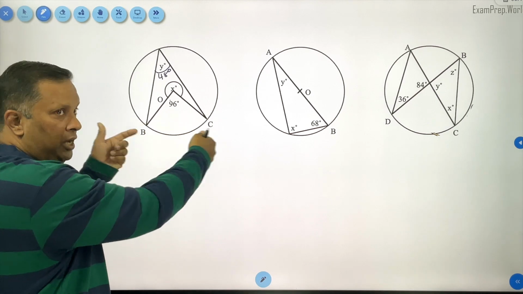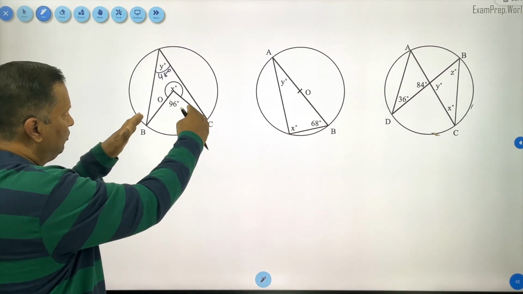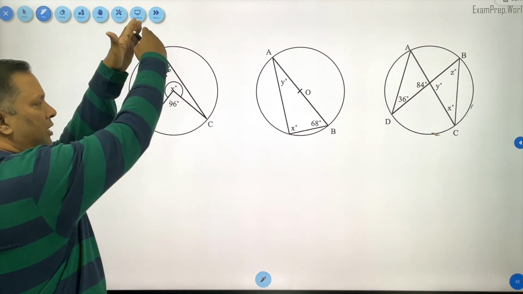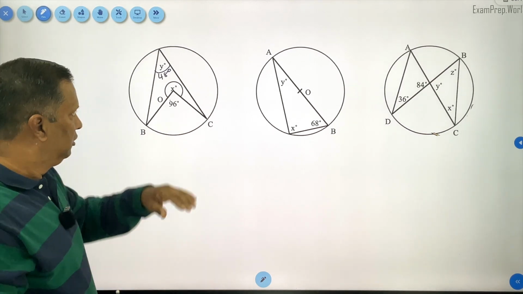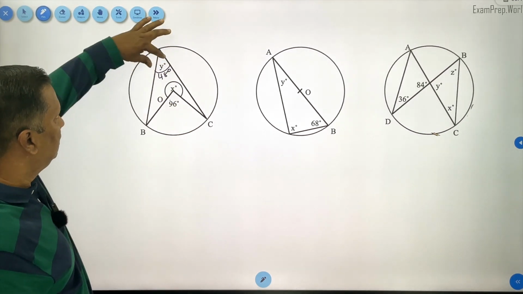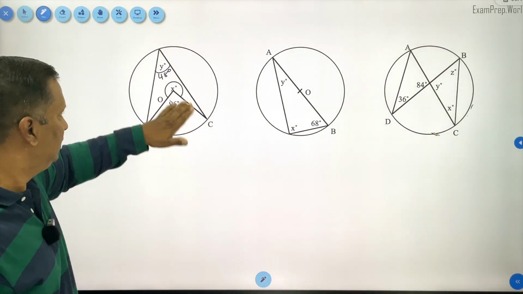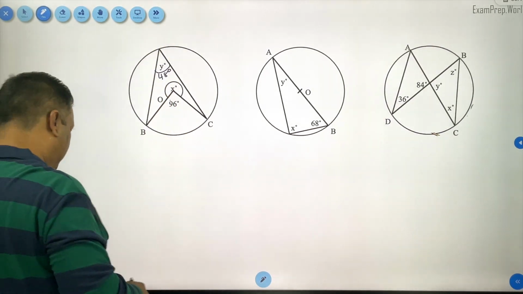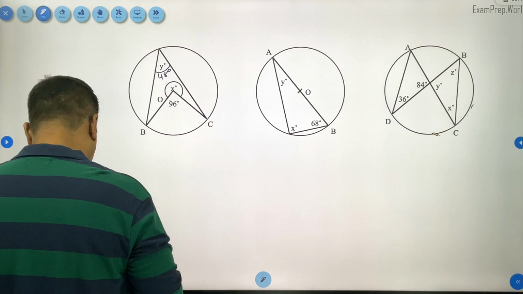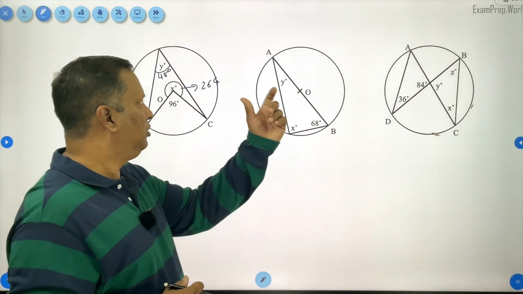Here the chord is missing, but the arc is still available. The arc is making an angle at the center, and the arc is also making an angle in the circle. So obviously the angle on the segment will be half of this, or this is double of this one. So 96, 48. Now what is x? 360 minus 96. Okay. Now what about this?